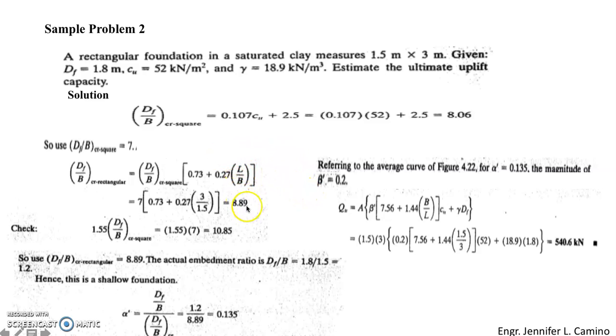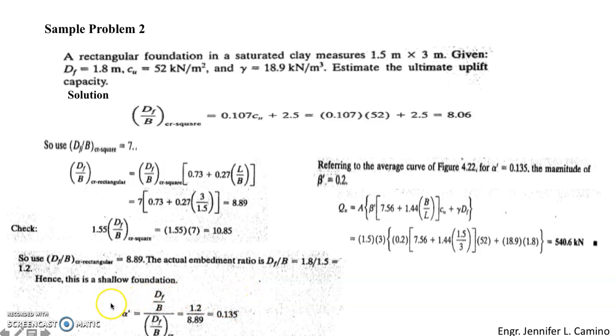Based on our computation, we have identified that for this rectangular foundation, the critical value of dF over B is 8.89, and the actual dF over B is 1.2. So dF over B is less than the critical value of dF over B. So this is identified as a shallow foundation.